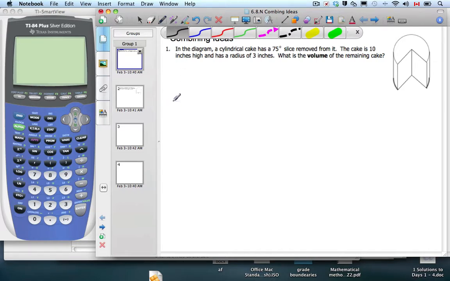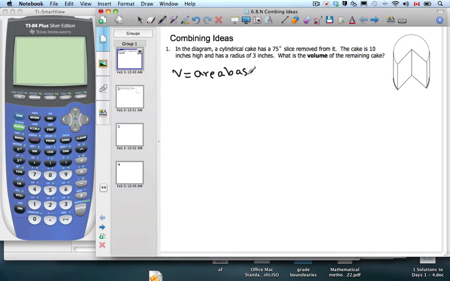Volume, and we've been saying this over and over again, is area of the base times the height. Now the height is easy. That's 10. We're told that. The tricky part is the area of the base this time. So we just need to find this part right here, the Pac-Man piece.